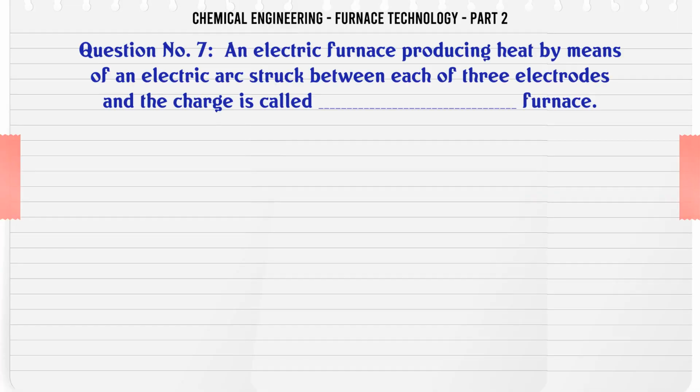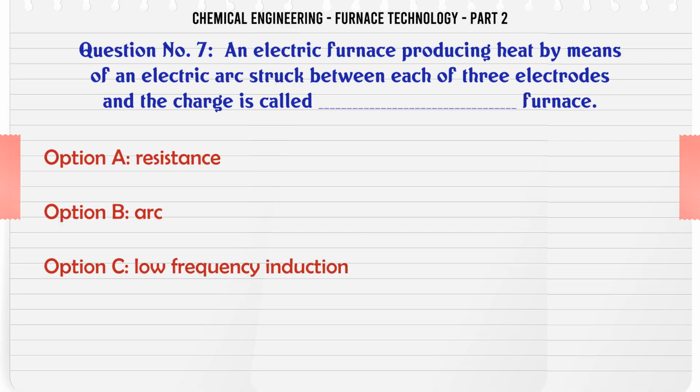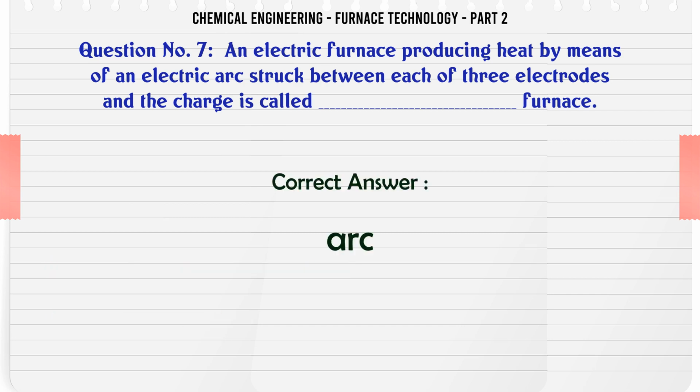An electric furnace producing heat by means of an electric arc struck between each of 3 electrodes and the charge is called a furnace. A. Resistance. B. Arc. C. Low frequency induction. D. None of these. The correct answer is arc.